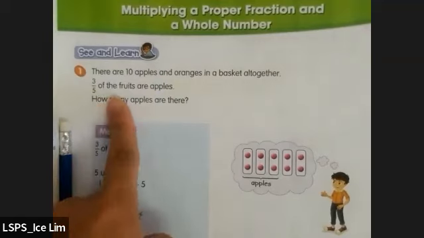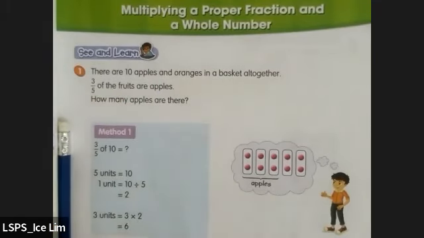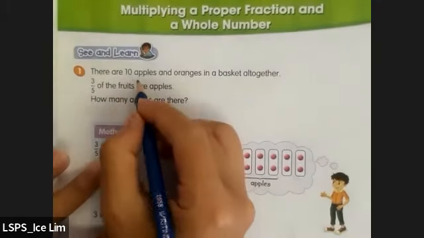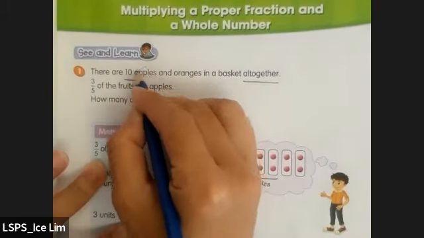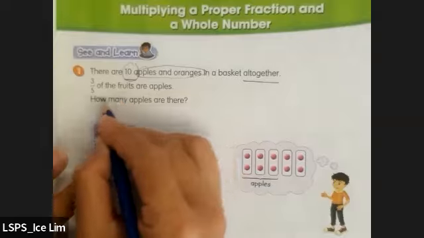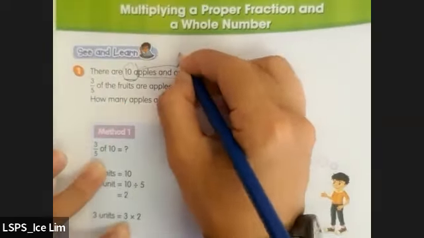Okay, now looking at this story here, there are 10 apples and oranges in the basket all together. Basically, it means 10 fruits. Okay, these are fruits.